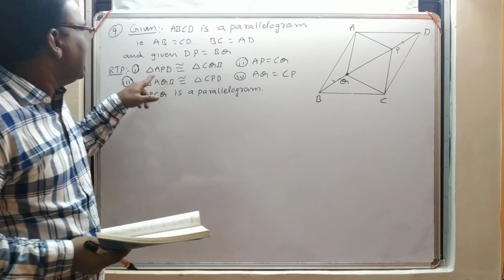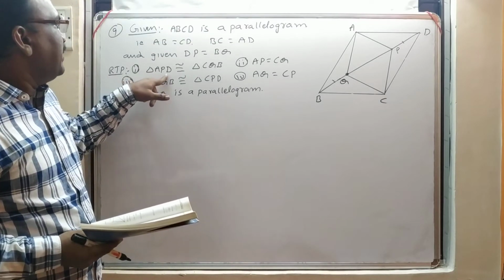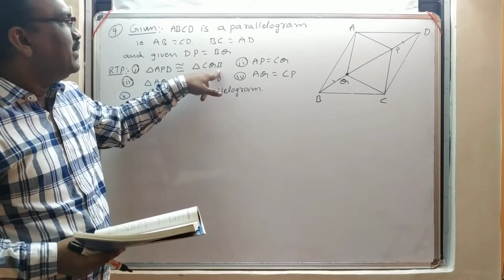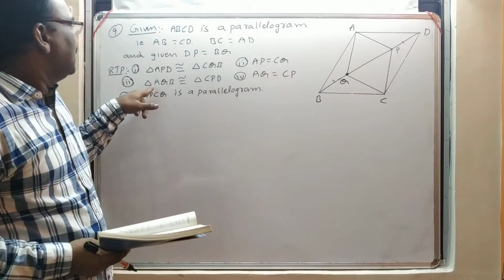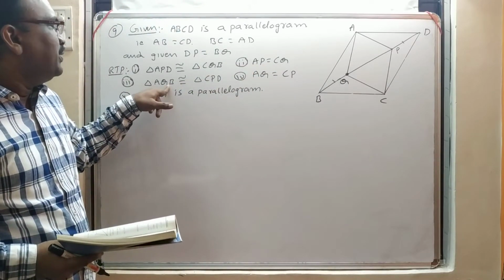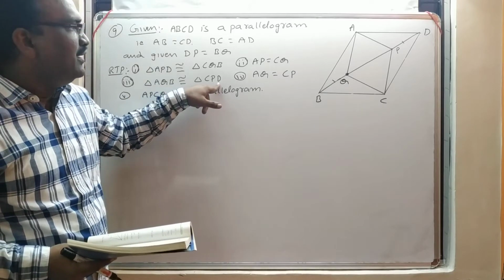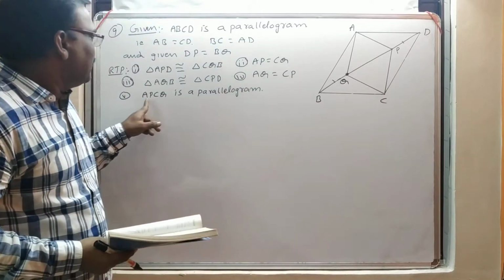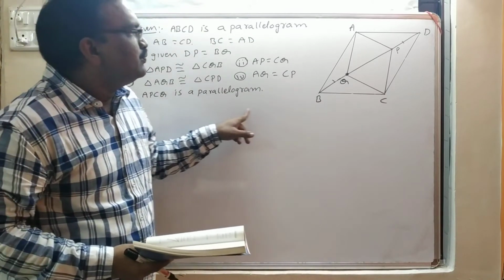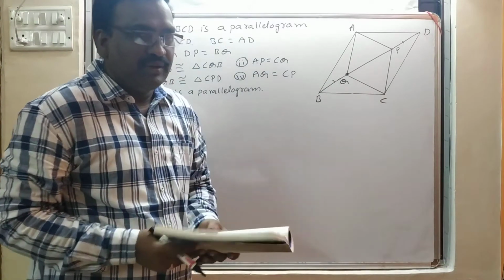Show the different conditions given. The first condition is triangle APD congruent to triangle CQB. Second condition, AP is equal to CQ. Third condition, triangle AQB is congruent to triangle CPD. Fourth condition, AQ is equal to CP. Fifth, APCQ is a parallelogram.